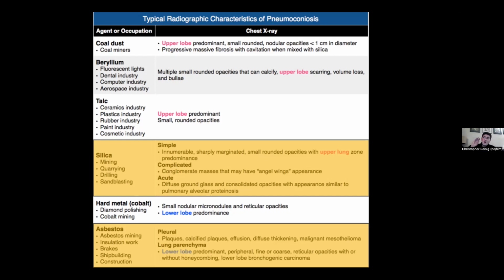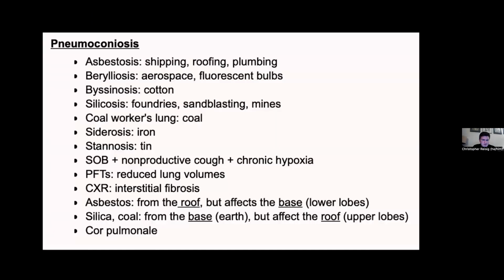But think, coal is in the ground, but it goes up high. Asbestos is usually in the pipes up high or in the roof, but it affects down low. They're kind of inverse. That's one way people try to remember these things. These are some of the other ones that you'll sometimes see.